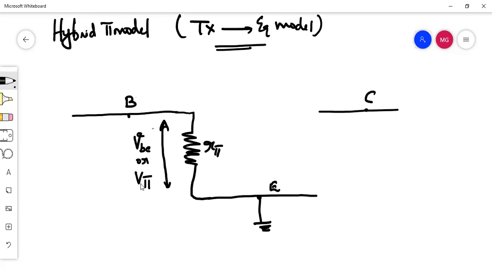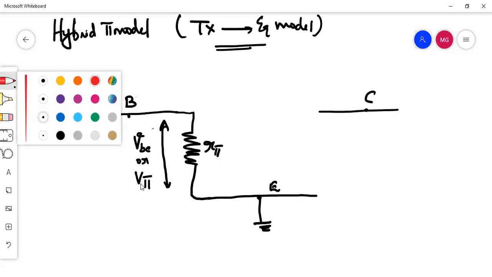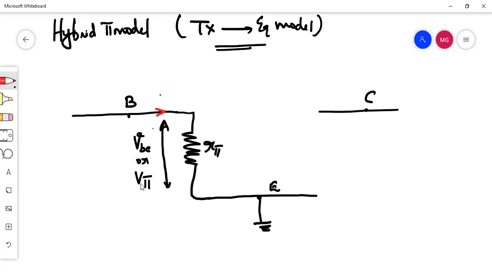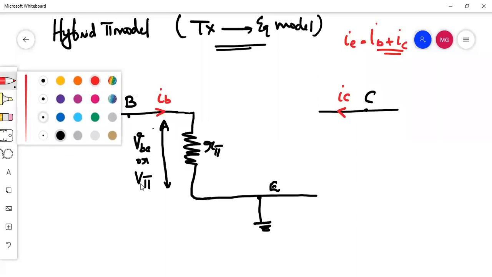Then what is the current here? The base current, that is small IB. We know that IE equals IB plus IC. IC is the small current. So when both currents are clubbed together, we get the total current. Both are in the inward direction.